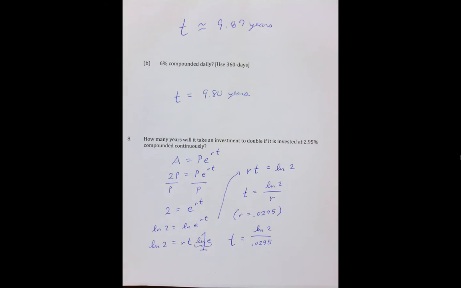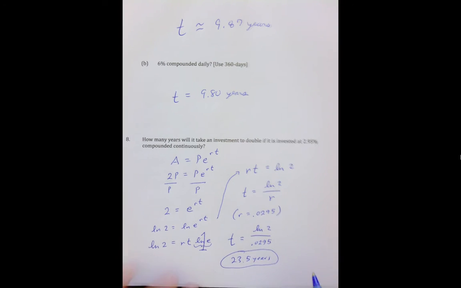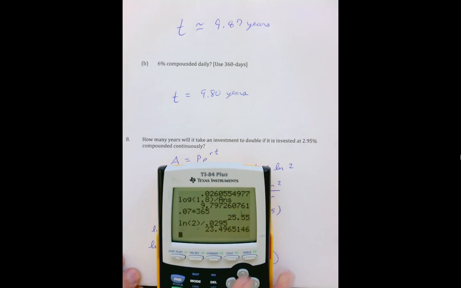And I get 23.5 years. That's going to be a long time. That's crazy. In fact, wow. That doesn't even really seem possible. And if I were taking a test, I would check that out. And I would say, okay, let's just choose something.